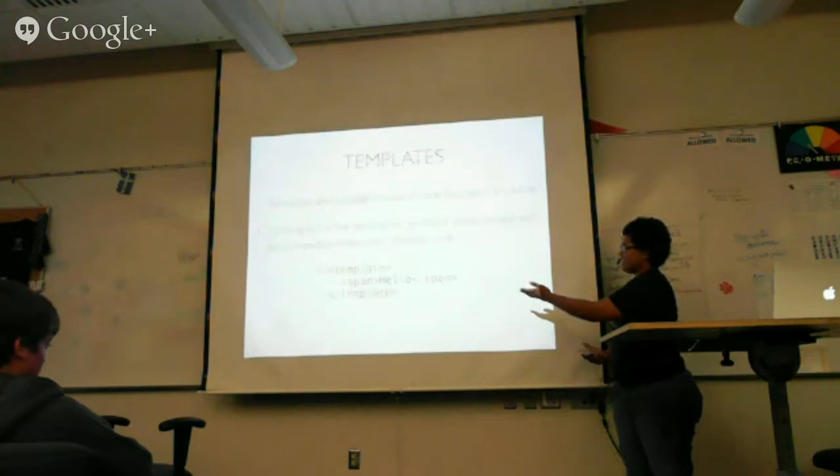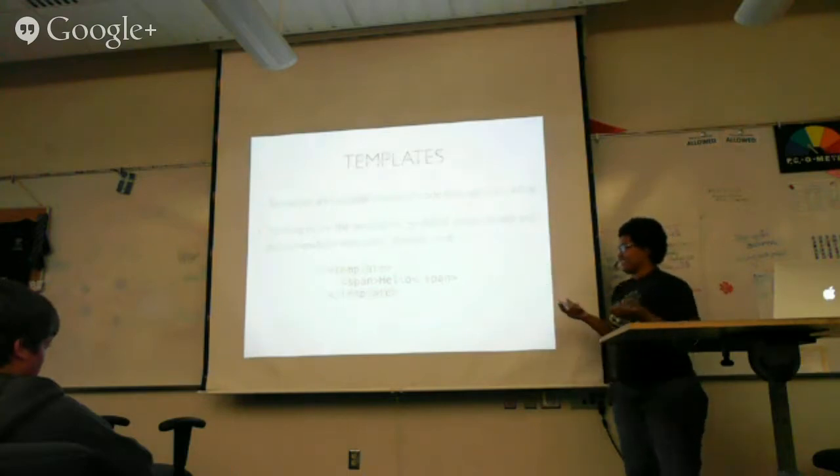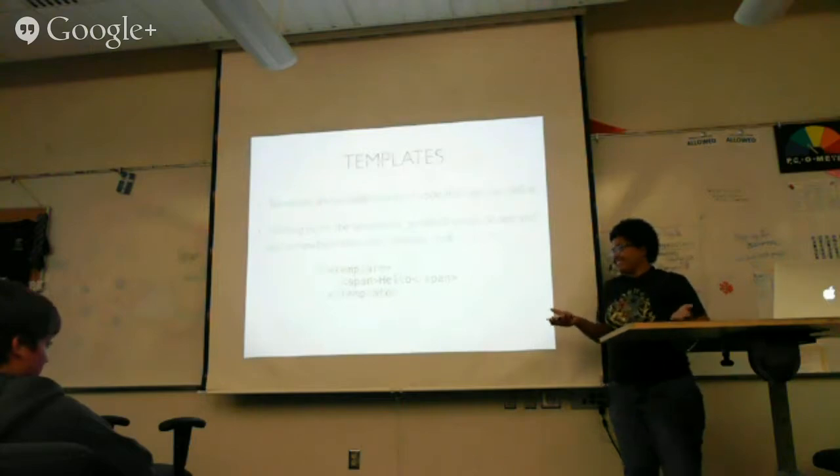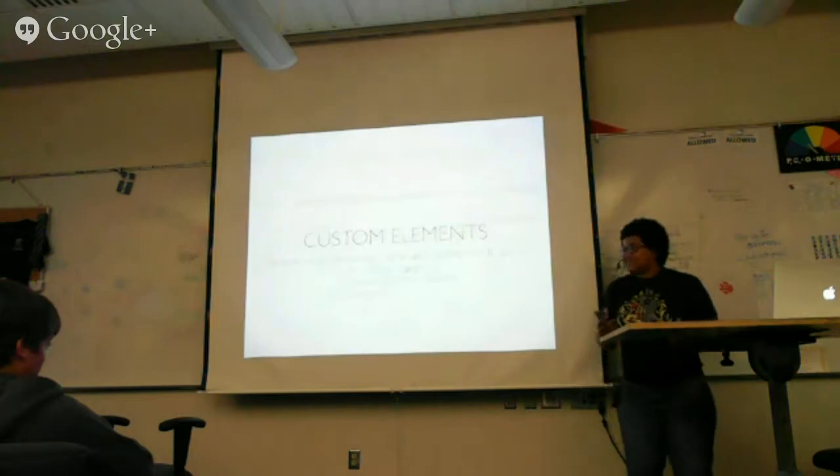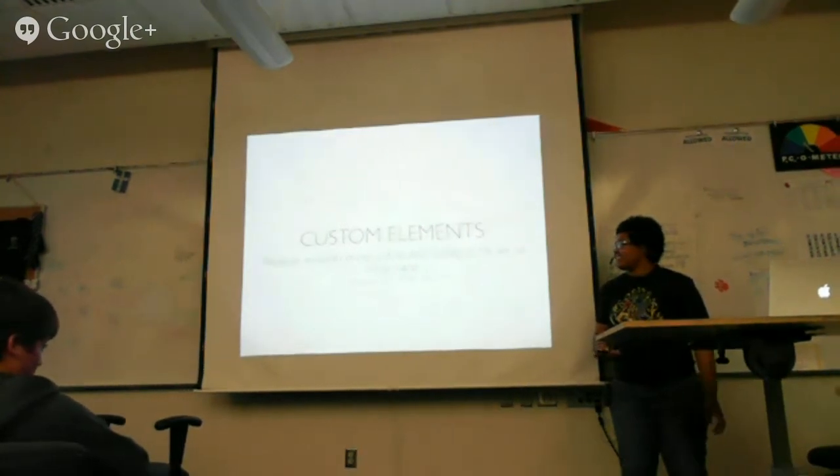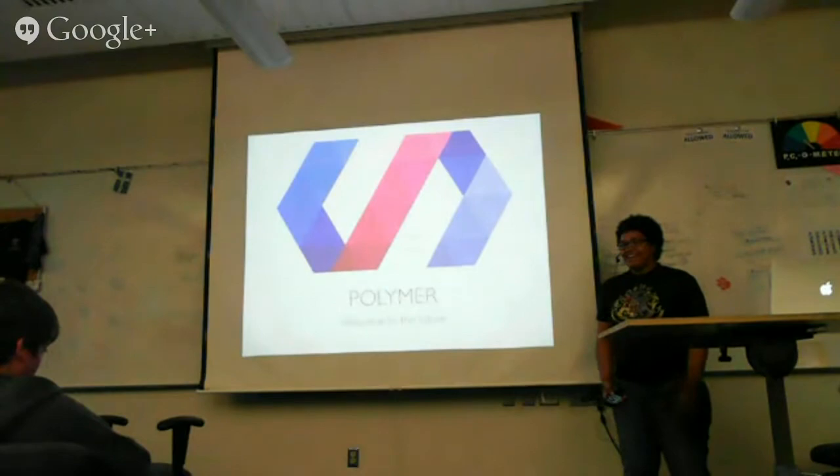So this is basically how you would create a template. Just a template tag, put something in it. That would just be a template with a span, hello. Yay. And finally, custom elements. Because reusability and encapsulation and loading HTML are no longer hard, now we should use it. So let's get into Polymer.